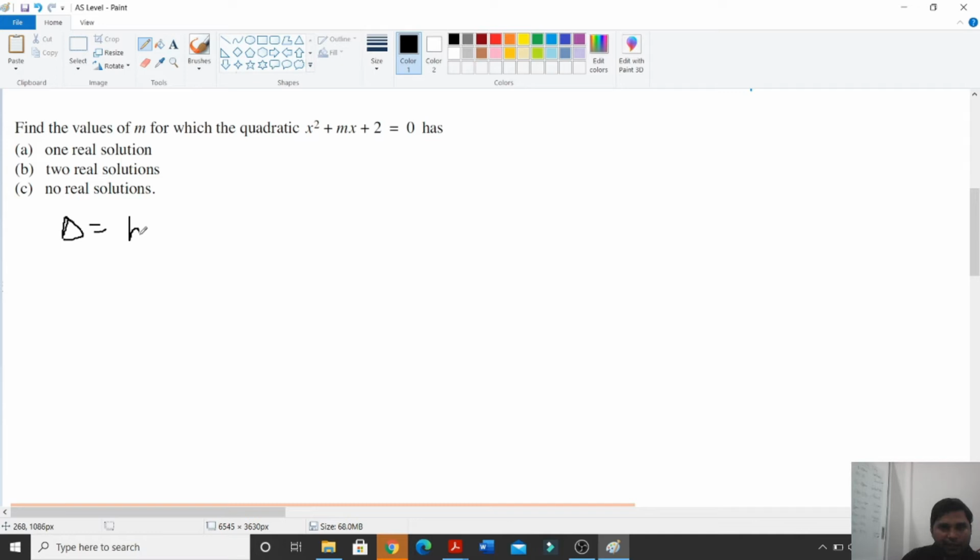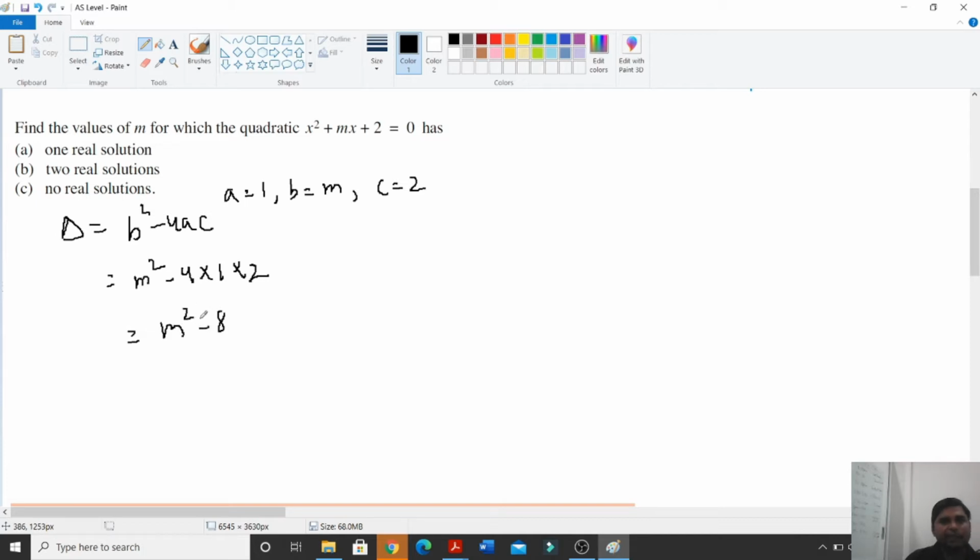So we'll find out the discriminant first. Discriminant is b square minus 4ac, right? So in this case a is 1, b is m, and c is 2. So b square minus 4ac is m square minus 4 multiply 1 multiply 2, which will give you m square minus 8. That's the discriminant.